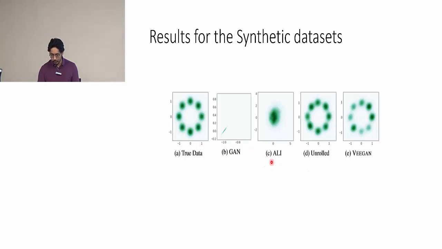For the other one, rather than showing the distinct modes, it's just getting the average of them, which doesn't actually show up in the real data. And for this particular one, the Unrolled GAN and VEEGAN did about the same, and they both pretty much captured the true data.